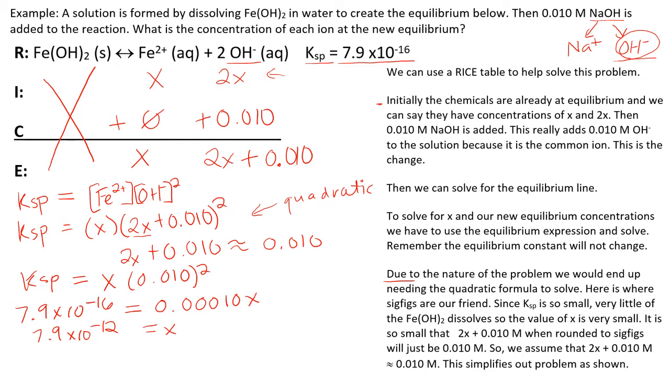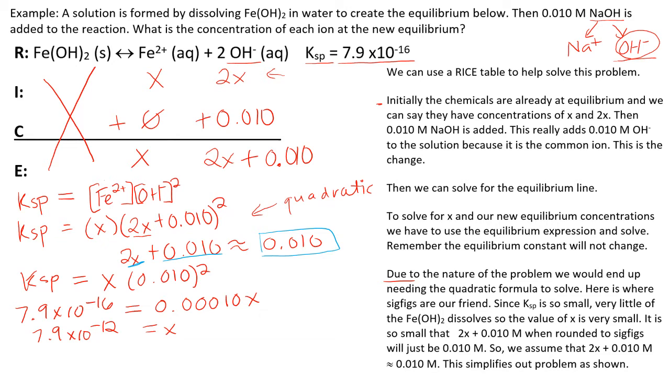If we were to plug in that x value here, multiply it by 2, and then add this, we would still, rounding to significant figures, get this number. So that means that our assumption is good, and it's fine. You can even test it in your calculator. So we've got our x value, which means we have our answer.